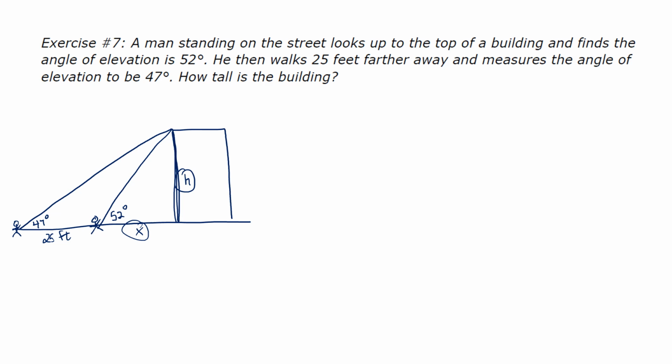So let's first set up how we would solve for h. In our first triangle, this one right here, to find h, I would need to use the tangent, opposite over adjacent. So tan of 52 would equal h over x. That's the first triangle.